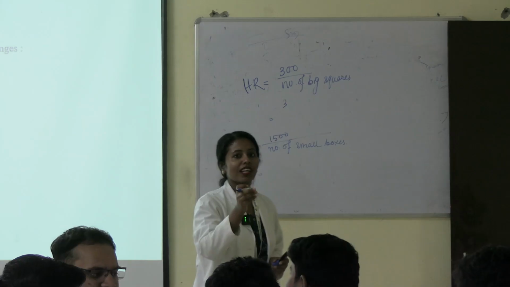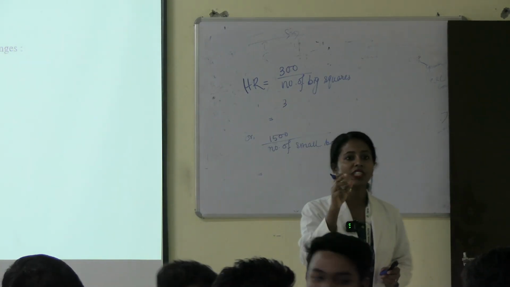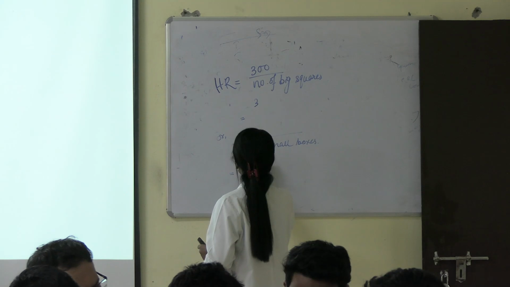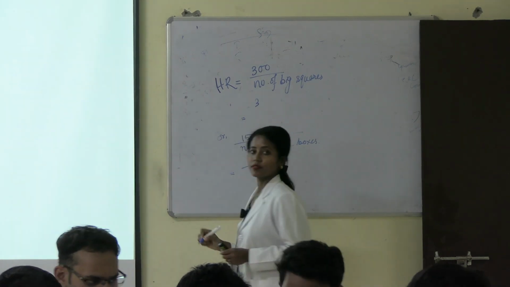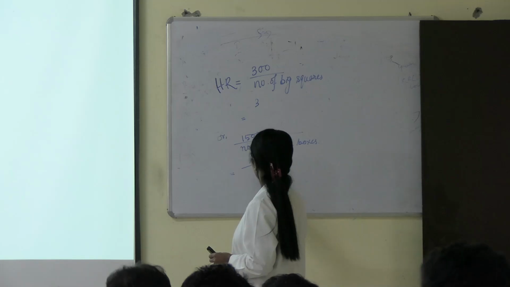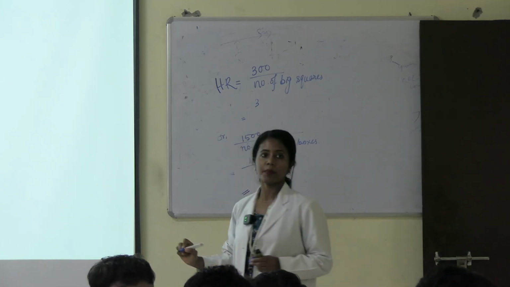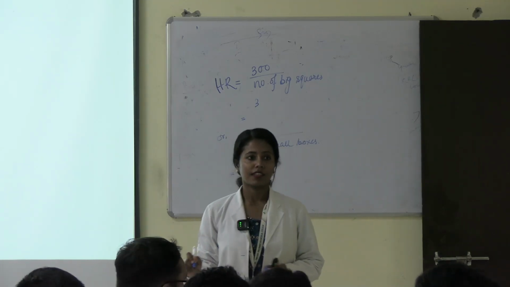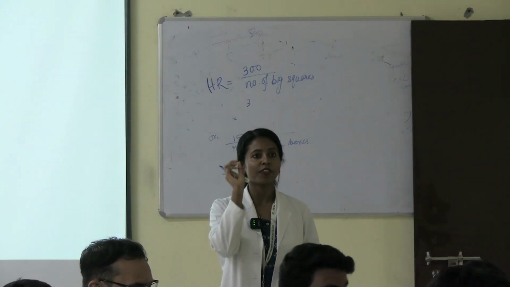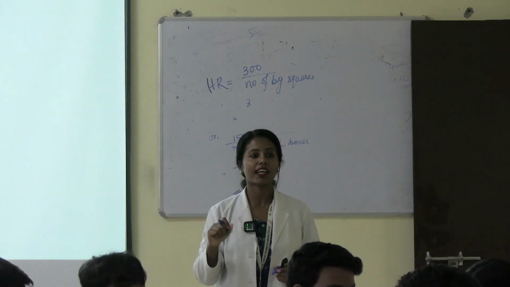Okay, now you count the number of small boxes. 1500 divided by the number of small boxes. 16. So how much is it coming now? No, 16 means how much? 1500 divided by 16, how much is it coming?